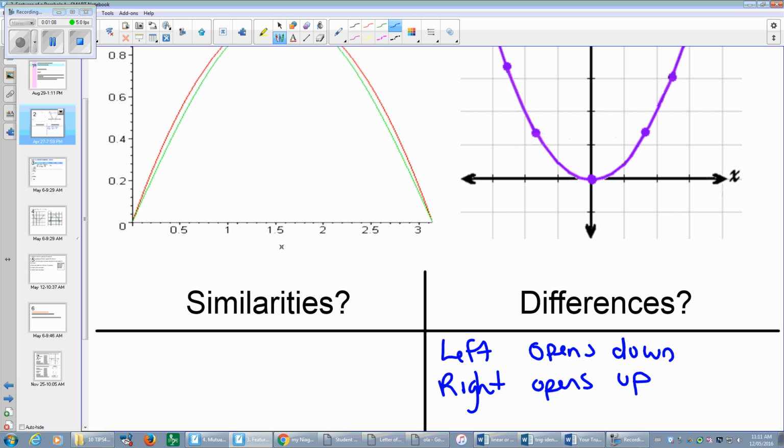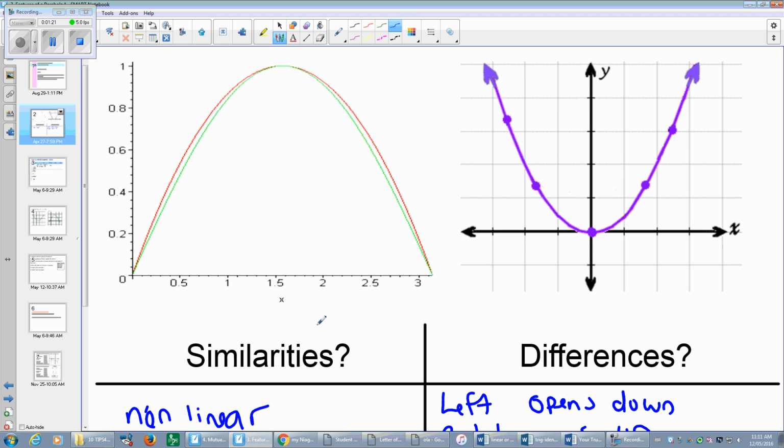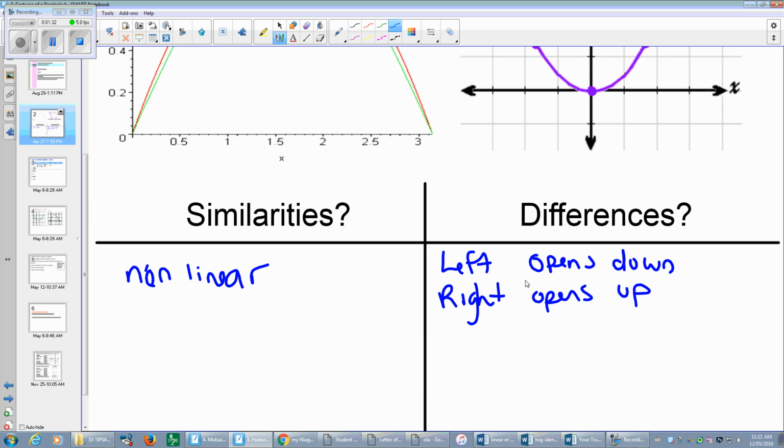They are both non-linear. Very good. Cole and Caleb, what did you talk about? What do you mean? Okay, so it starts negative. So the right starts negative. And I'll say a negative x value.